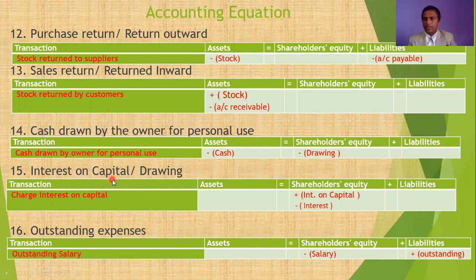Next, number 15, interest on capital and interest on drawing. Interest on capital and interest on drawing are both related to shareholder equity. Both sides affect shareholder equity, plus and minus, for interest on capital and interest on drawing.